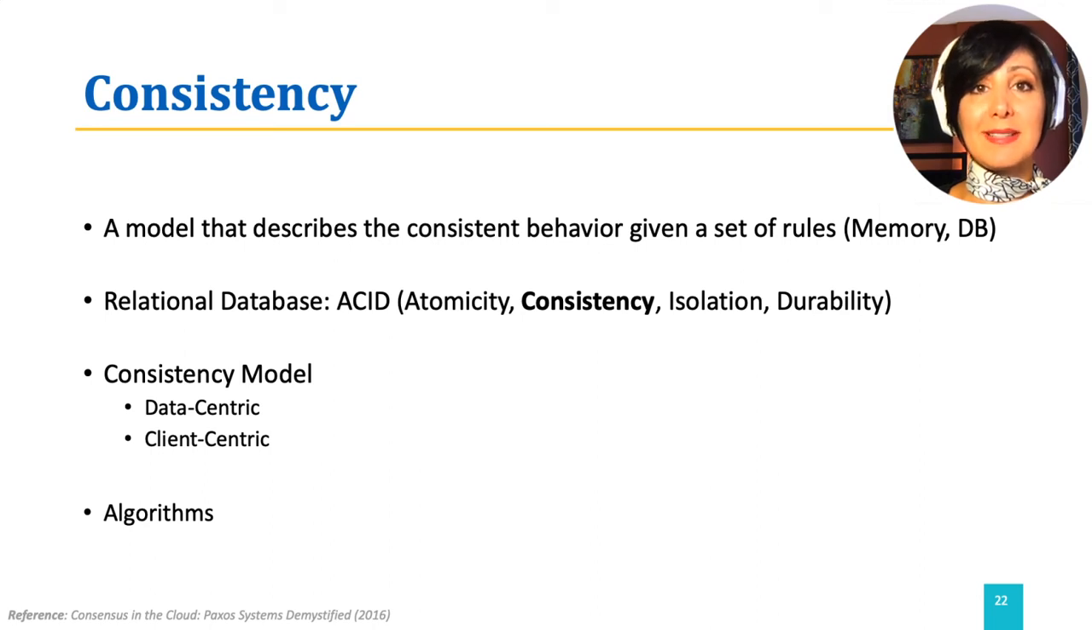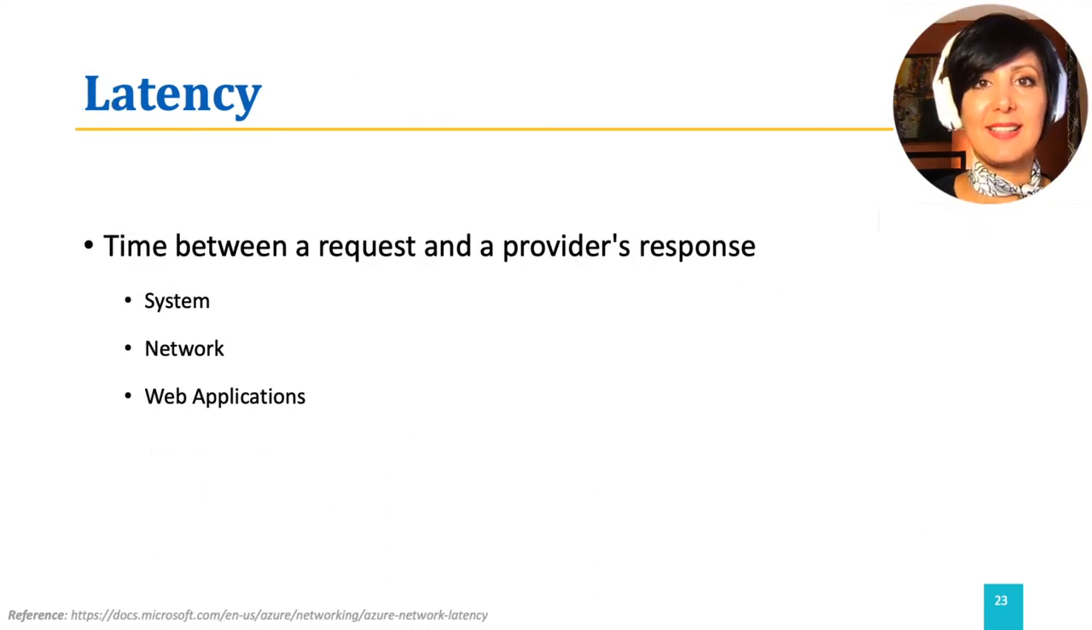We will discuss this within data-centric and client-centric modeling of consistency and review algorithms, trade-offs, and constraints in meeting this requirement. Latency, the time between a user or client application's request and a provider service's response, is an important performance metric for web systems. This could be broken down to system latency, network latency, and application latency. Shared resources, background services, queuing, energy management, and garbage collection can contribute to system latency.